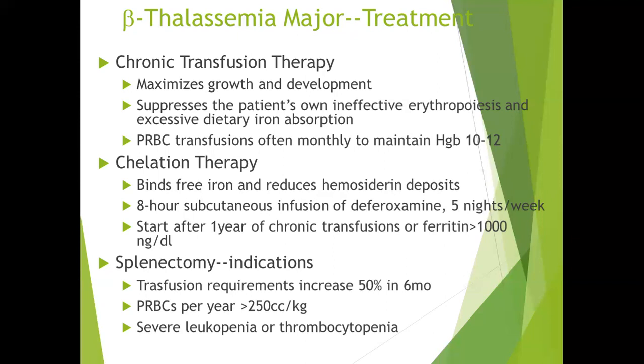So what is the optimum HB to maintain in case of thalassemia babies? It's 10 to 12.